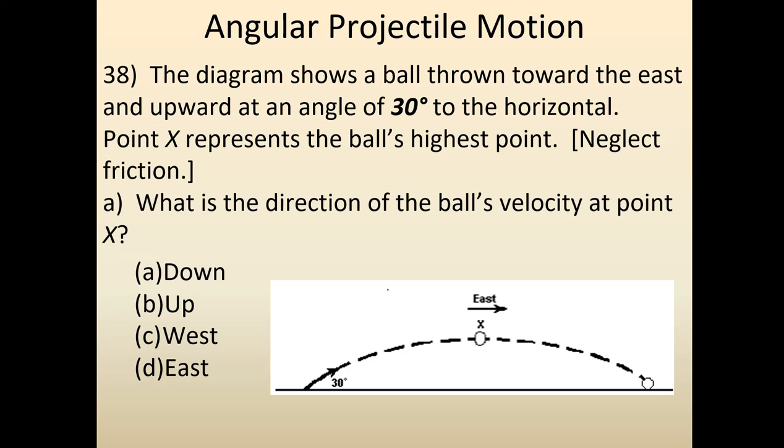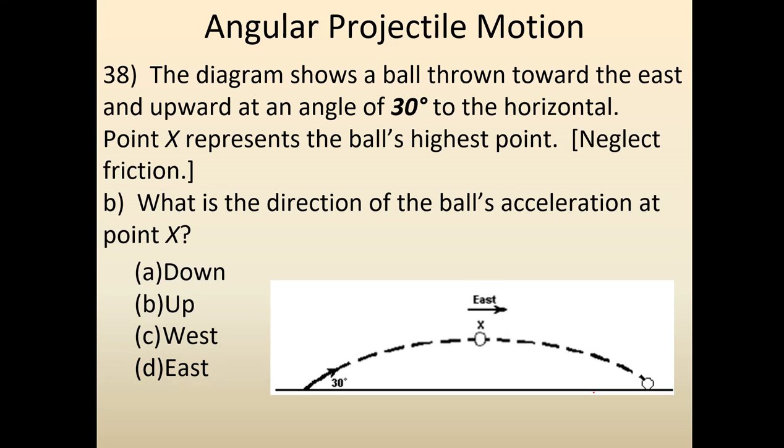All right. So here's the first question. Pause the video, work it yourself, and we'll go over it in a second. All right. So the direction of the ball's velocity at point X. So point X, it's at the very top of its path. Vertically, at the maximum height, it has no velocity. But horizontally, it's always going to have a constant horizontal velocity. So it ends up having a velocity directed east. So vertically, it got to zero, but horizontally, you still have that initial velocity.